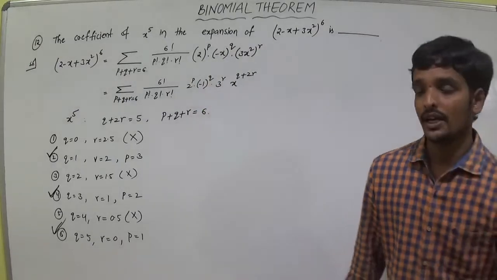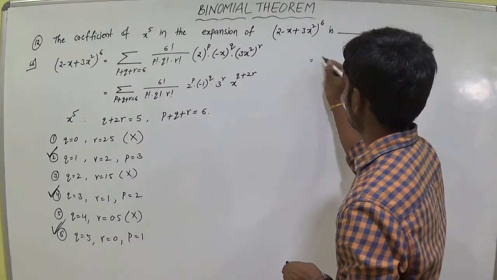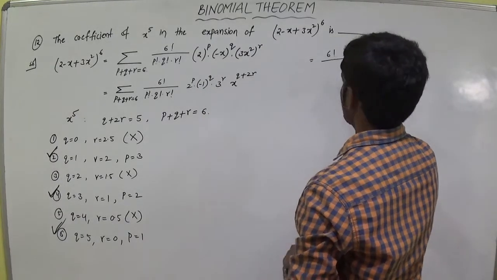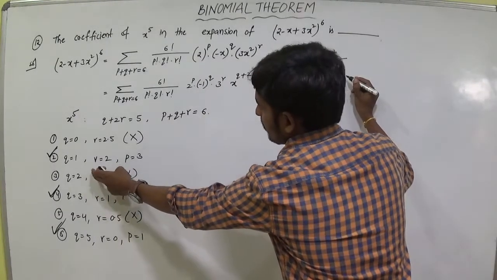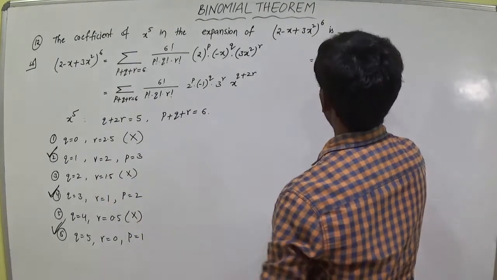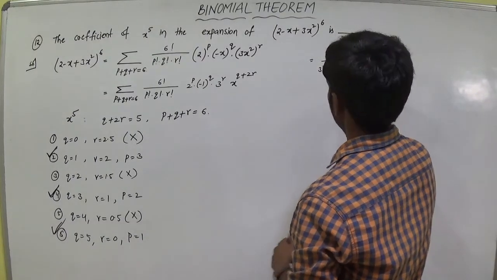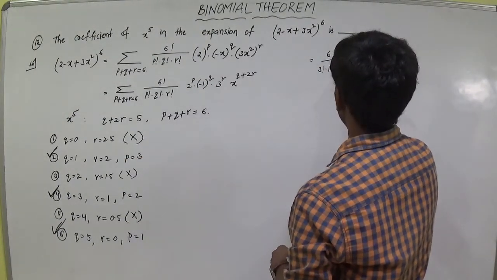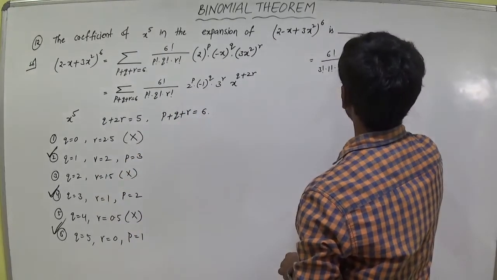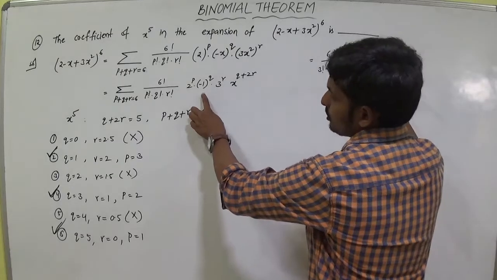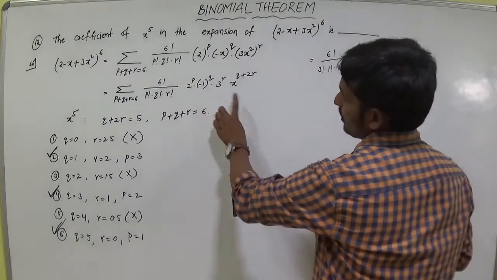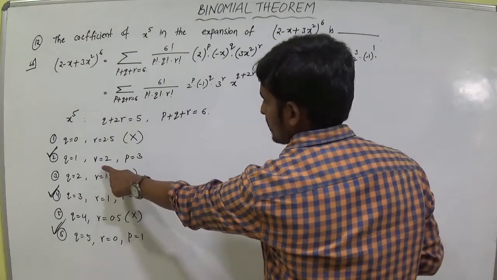The coefficient of x to the power of 5 is equal to 6 factorial by, for the value of p here, 3 factorial, into q, which is 1 factorial, which is 1, into r factorial, which is 2 factorial, into 2 power p, which is 2 power 3, into minus 1 to the power of q, so that is minus 1 to the power of 1, into 3 power r, which is 3 square.